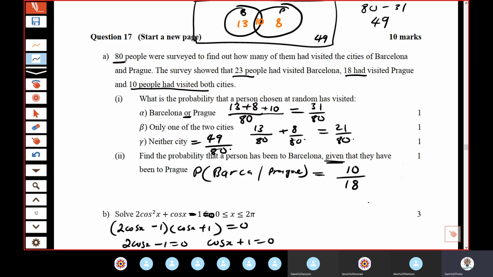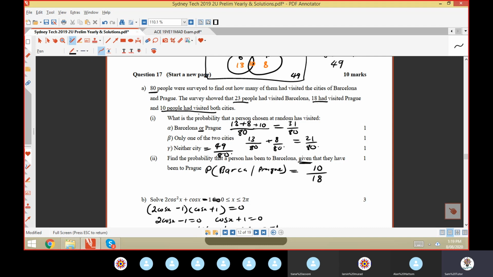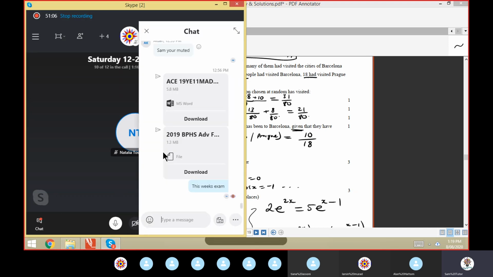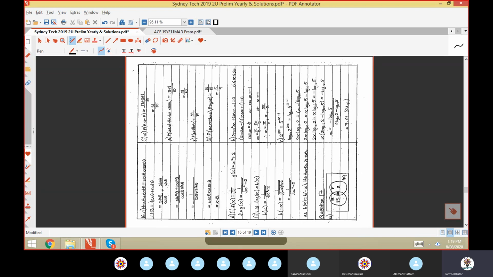All right, what else? All right. Let's save that. Well, I did send it to you with solutions, didn't I? Actually, we got solutions at the end of this. Let's have a look. We got that right. 14, 10, 8, yeah, 49, 31 out of 80, yeah, 13 plus 10 plus 8, 13 plus 8, 49, 10 out of 18. Okay, very good.